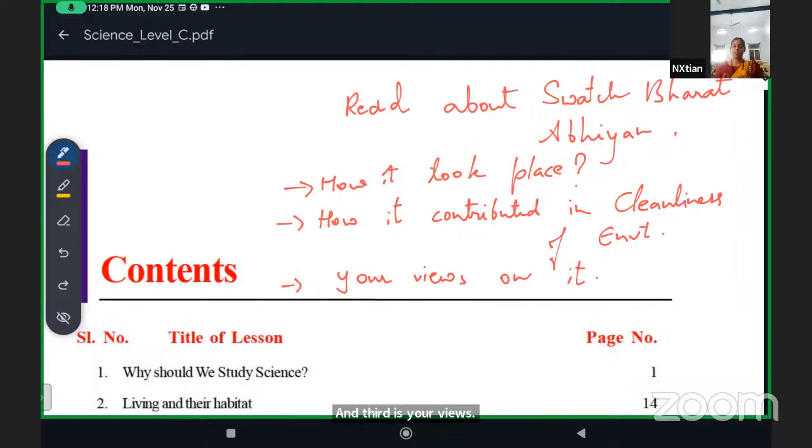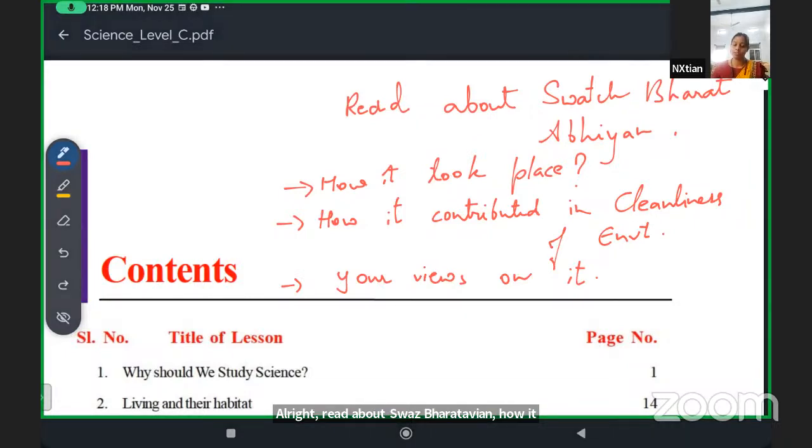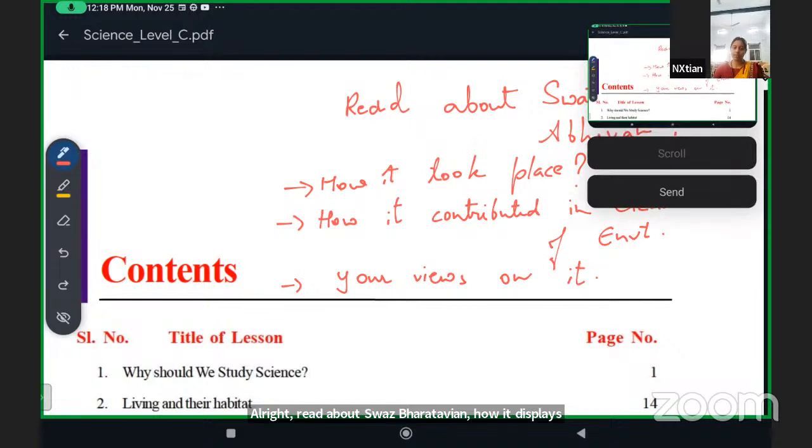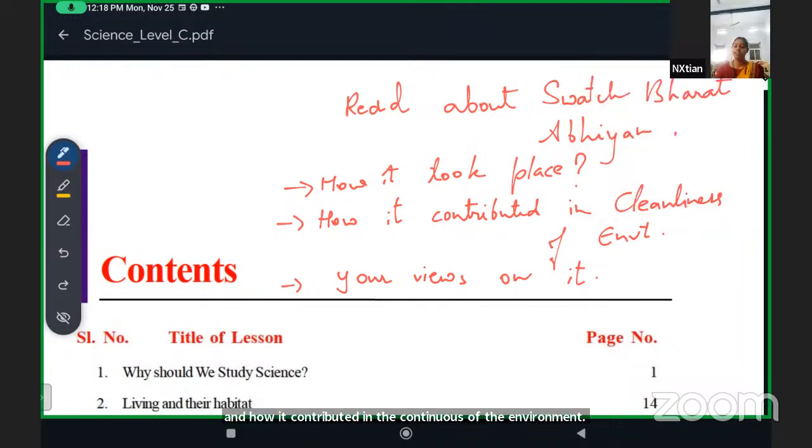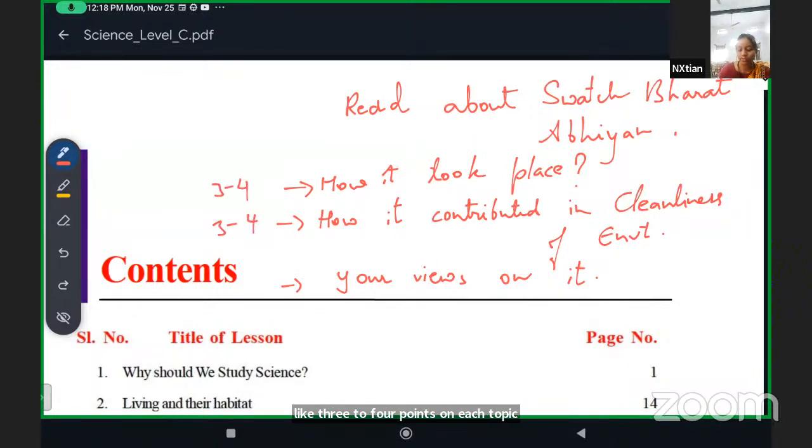Like, what do you think about it, and what you think you can do now to keep the environment clean. So these 3 points are there: how it took place, how it contributed in the cleanliness of the environment, and your views. You have to write 3 to 4 points on each.